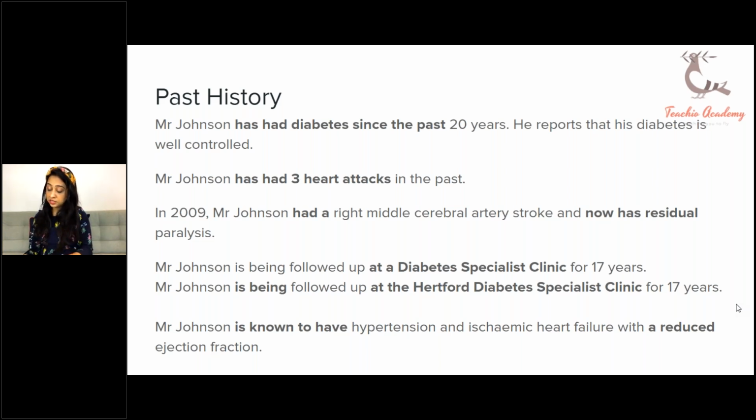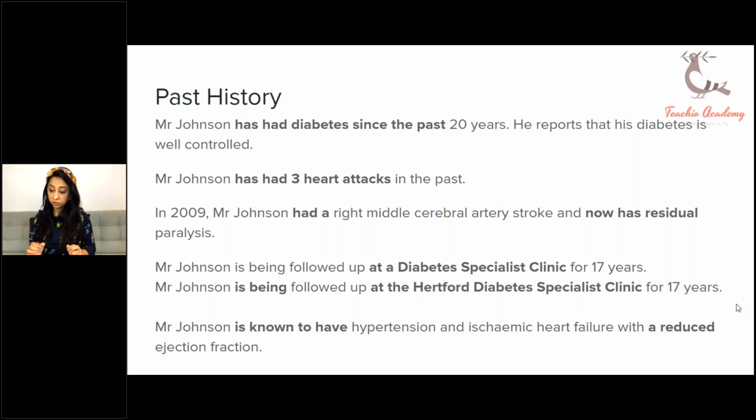Okay, so in this example, the patient had a right middle cerebral artery stroke, so that's done. That was an isolated event and that was in the past and it stopped now. And the residual paralysis is something that the patient still has, so that's why I'm using a "has" there. The diabetes has been there for the past 20 years. So that's why it's "has had" diabetes, because the diabetes still persists.